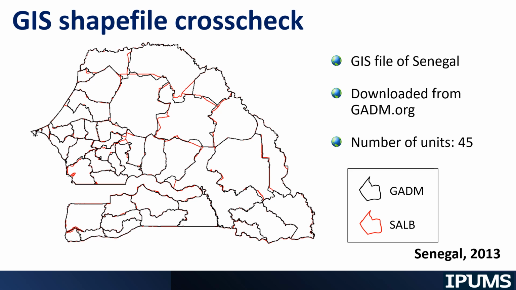Here is a file that was downloaded from GADM. Again, we downloaded 45 units. The red lines are the SALB units and the black lines are the GADM units. As you can see, the boundaries are more or less the same. The SALB file in this case is very generalized, the lines are straight, whereas the GADM file is more detailed. Usually we would use a SALB file, but this was one of the cases where we decided to go with the GADM file because it was more detailed in nature. We had the same number of units, so we just went with a file which we thought represented the boundaries in a better way.